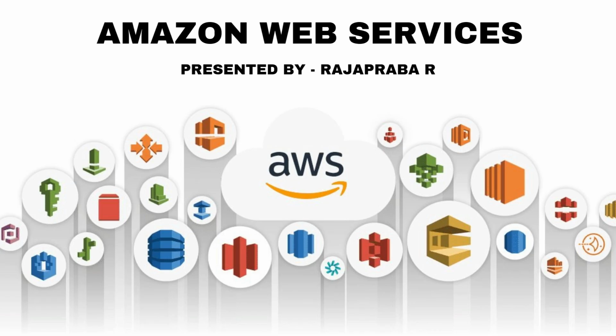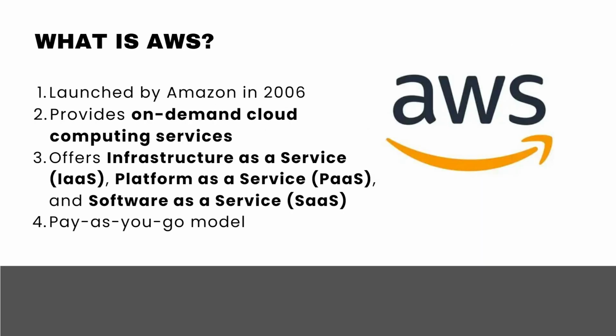In this session, I'm going to explain its features, services, and real-world applications. So let's begin. First, what is AWS? AWS, or Amazon Web Services, is a cloud computing platform launched by Amazon in 2006.